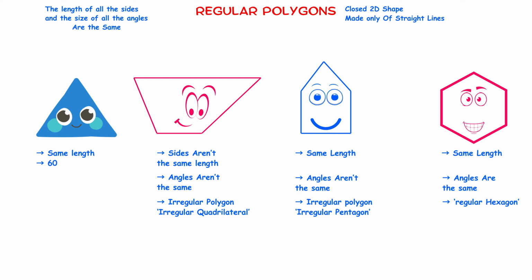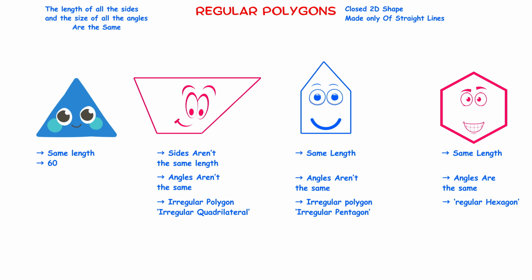Similarly, consider the third shape, which has five sides and is therefore a pentagon. Although the sides might all be the same length, the fact that the angles are different means it is not a regular polygon. So, we would call it an irregular pentagon. Lastly, if we look at the shape on the right side of the screen, it has 6 equal sides and 6 equal angles, making it both a regular polygon and a hexagon. Since it fits both definitions, it is most accurately described as a regular hexagon.